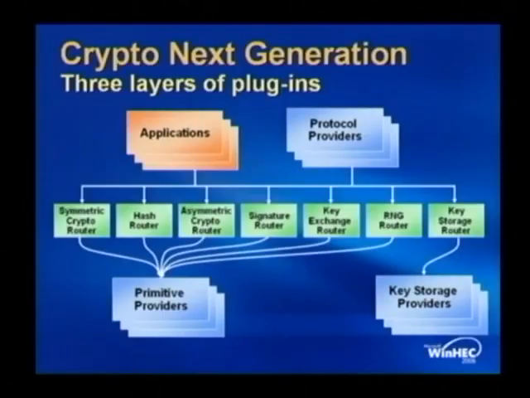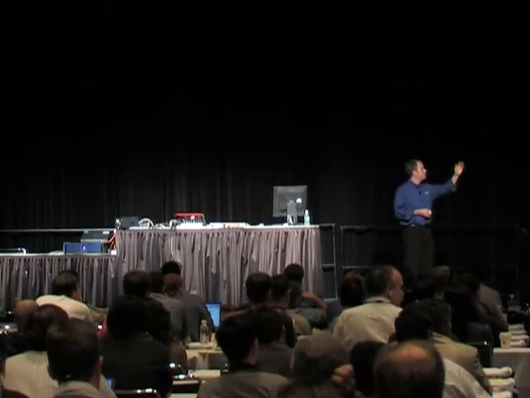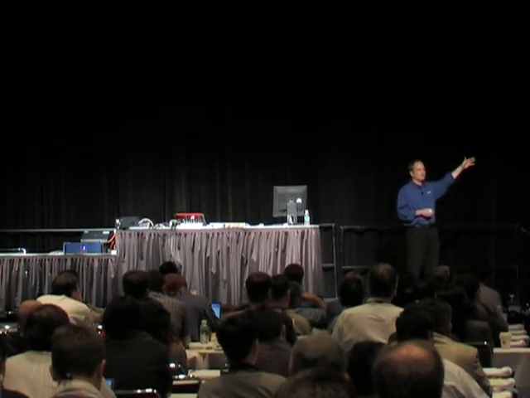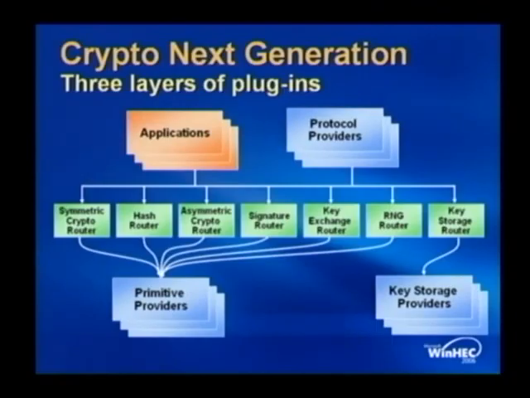Protocol providers basically use those routers. So if, for example, SSL/TLS would like to use ECDSA, then it will use one of the asymmetric crypto routers to see what actual algorithms are on the system and use them. So this is a high-level overview of the new cryptography subsystem in Windows.